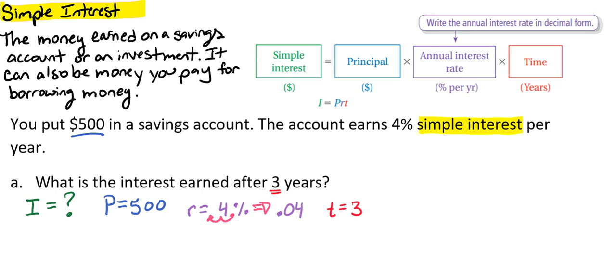And now we're ready to plug in our equation. So we have I equals 500 times 0.04 times 3. So we're going to use our calculator and plug in 500 times 0.04 times 3. And here we get an answer of 60. So that tells us that after 3 years, we earn $60 in interest.